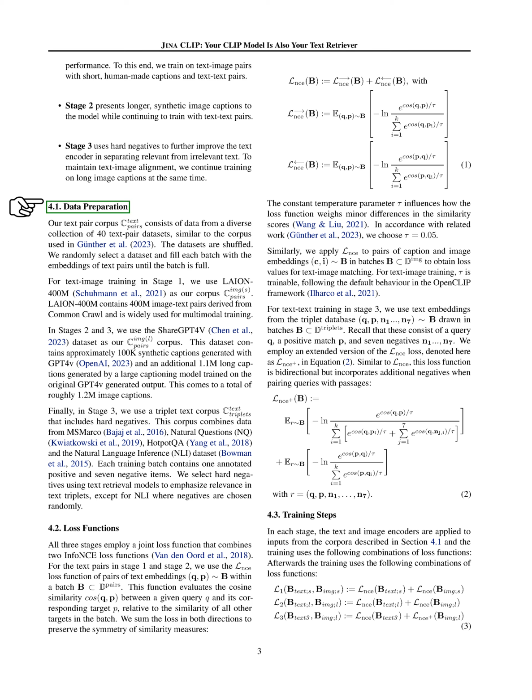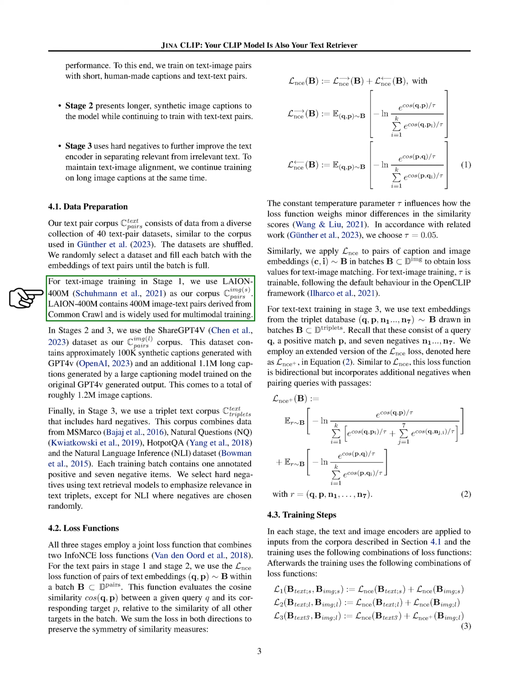Section: Data Preparation. In this section, we discuss how we prepared the data for our model training. Our text pair corpus, which we refer to as C:(text_pairs), includes information from 40 different text pair datasets. These datasets are mixed up, and we randomly pick one dataset at a time. We then fill each batch with the embeddings of text pairs until the batch is full.